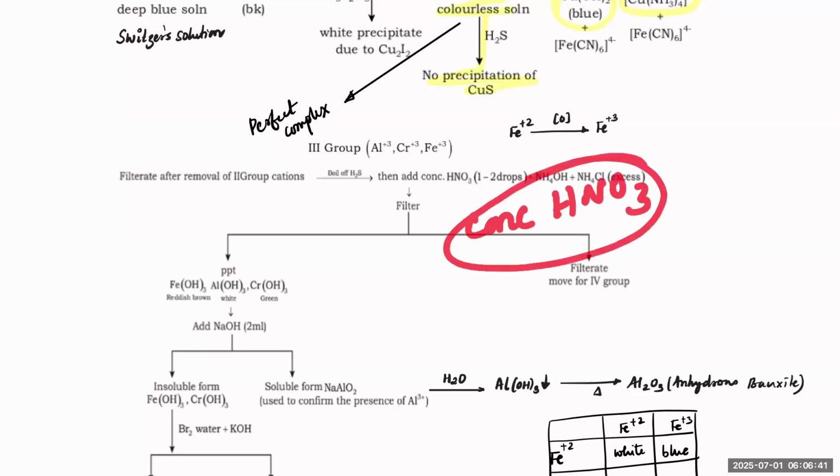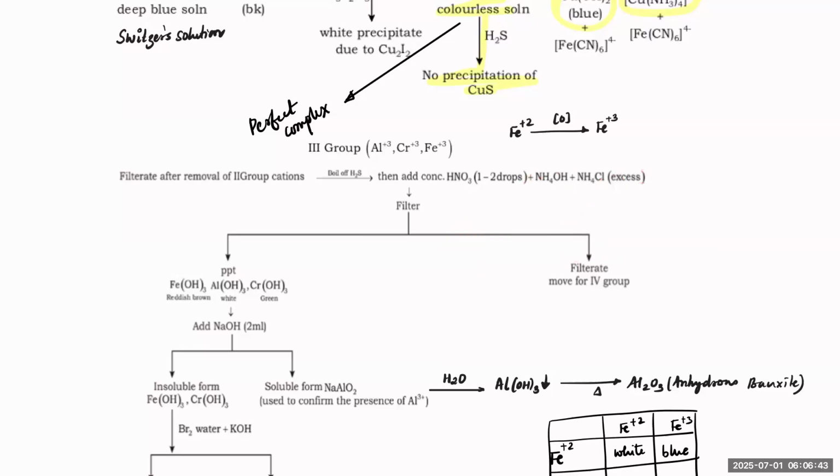Next, before approaching group 3, I told you that you will be adding some concentrated HNO3 to remove the H2S if it is still present. To remove that H2S, we add concentrated HNO3 droplets. First add concentrated HNO3. What will it do? It will boil off the H2S.